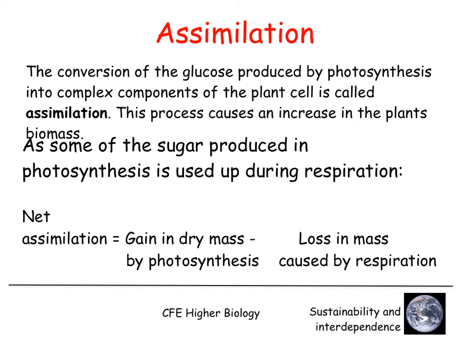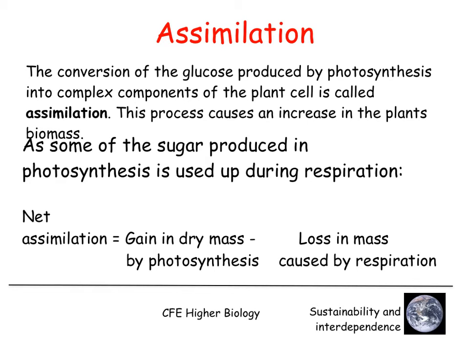Now, we're going to have a wee look at some terminology here, called assimilation. So when glucose is produced by photosynthesis, that glucose can be converted into complex components of the plants. So we talked before about the sugars being converted into starch molecules or into cellulose or into proteins. Then that conversion of these carbohydrates that are produced by photosynthesis is called assimilation.